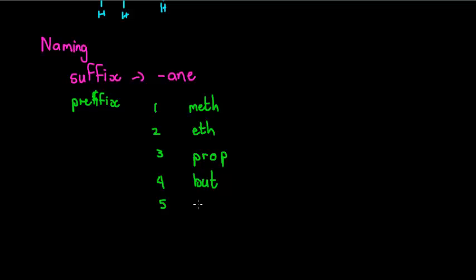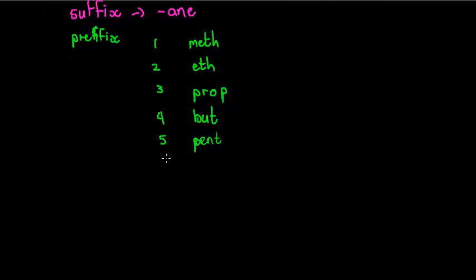5 would be pentane. 6 will be hexane. Hex. 7 would be heptane. 8 would be octane. 9 would be nonane, non, and we'll only go up to 8 usually, but I'll give you the next 2 anyway. 10 would be deca or decane. Okay, so this is how simple it is.